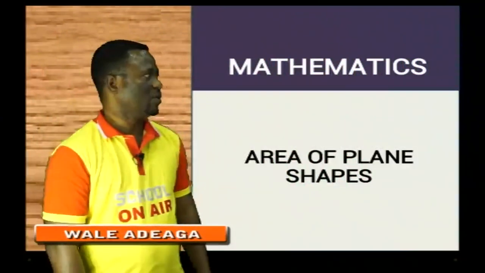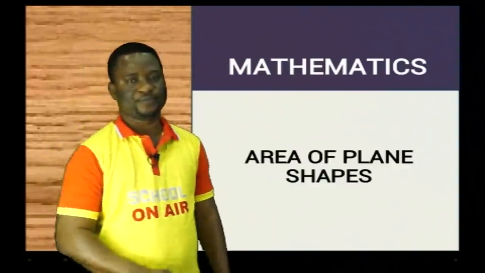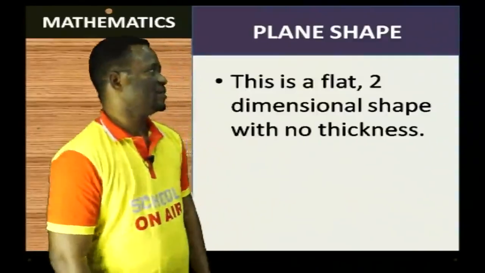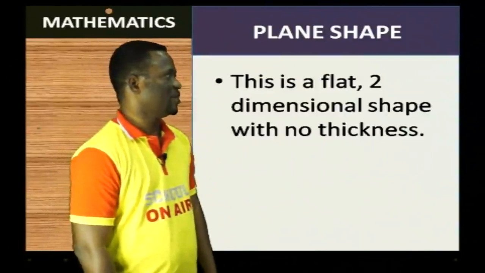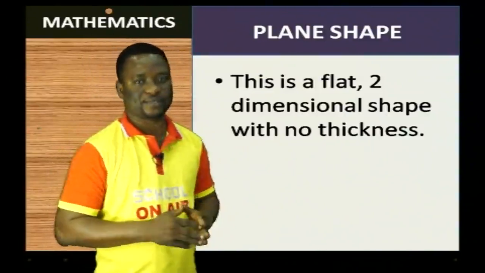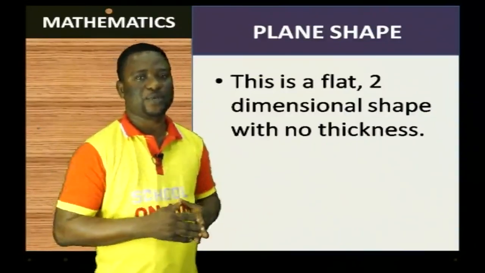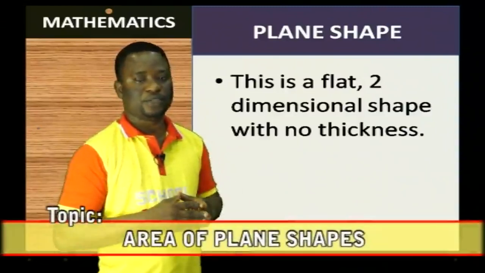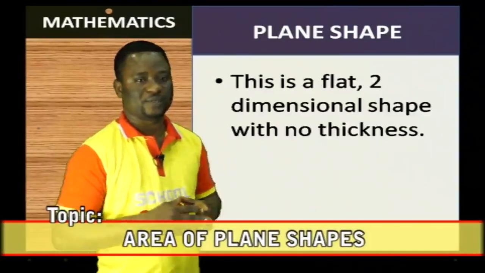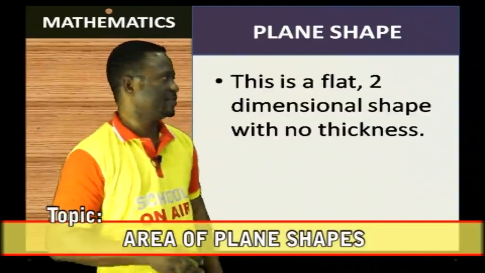Today, we shall be looking at the topic area of plane shapes. What is a plane shape? This is a flat, two-dimensional shape with no thickness. Once something has no thickness, an example is a piece of paper or a nylon. We all know nylon and we know a sheet of paper. They have no thickness. So anything of such with two dimensions is referred to as a plane shape.